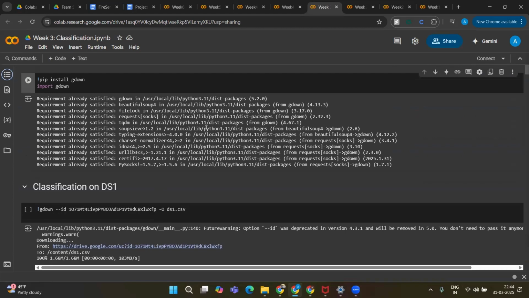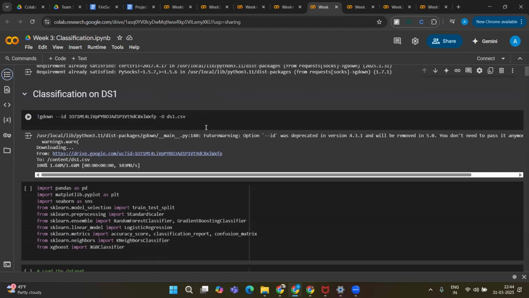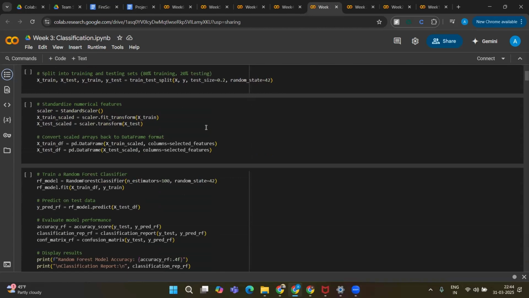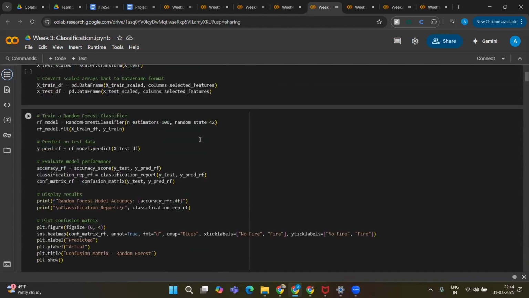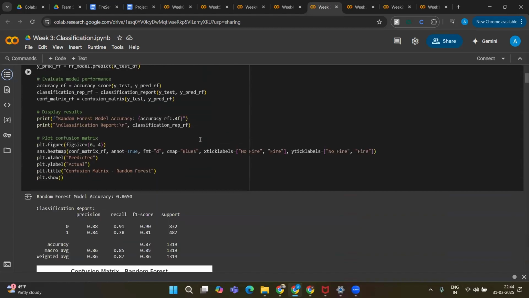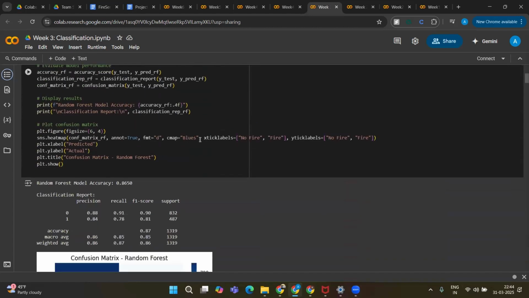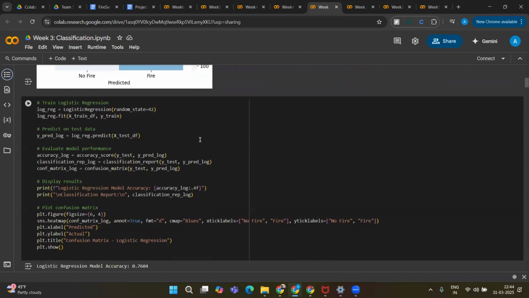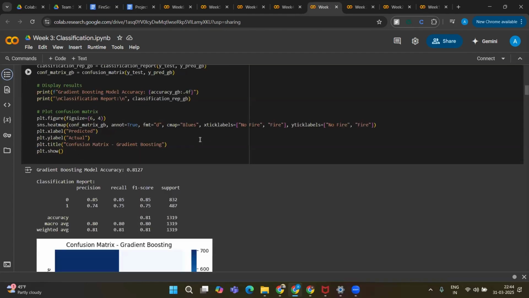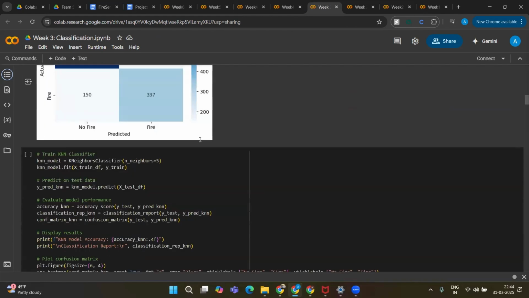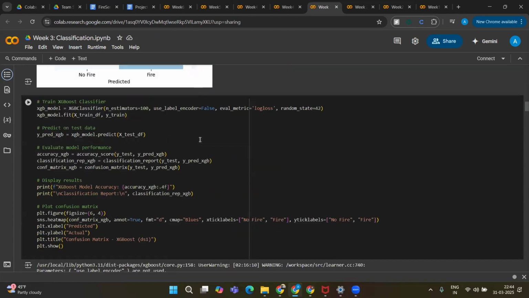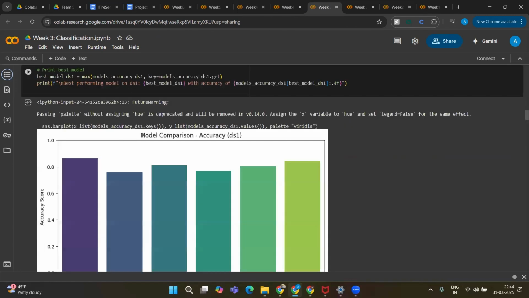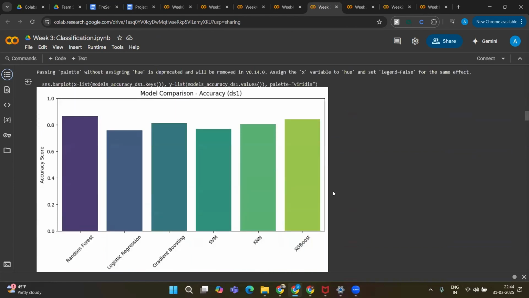we have installed the necessary libraries, dropped some of the columns, and selected our relevant features. And we are performing the classification on dataset 1. If you can see here, the random forest accuracy is 86%, and similarly we have computed accuracy for some other models too, such as logistic regression, the gradient boosting model, the SVM, and also the KNN model. After comparing all the models, we observed that random forest and XGBoost got the highest accuracy.